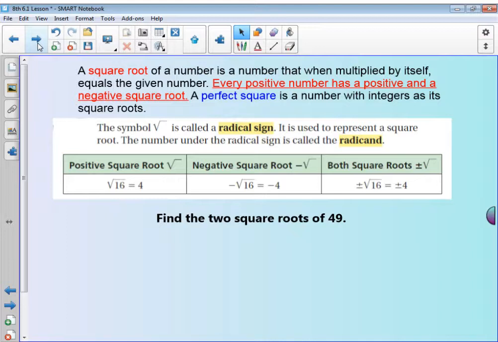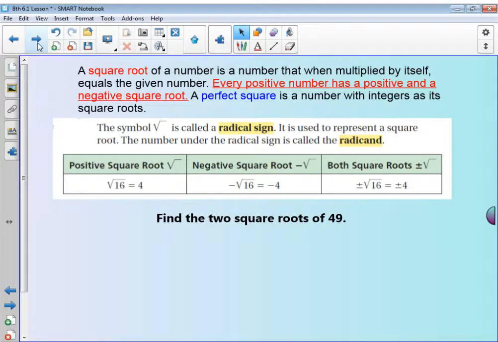Every positive number has a positive and a negative square root. A perfect square is a number with integers as its square roots. So in other words, a perfect square is when we get an integer. Integers are going to be whole numbers and their opposites. So 4 times 4 would give us 16. We would also get negative 4 times negative 4 would give us 16.